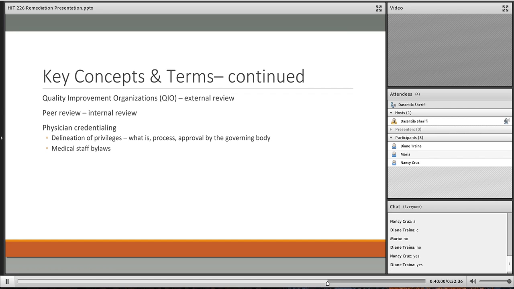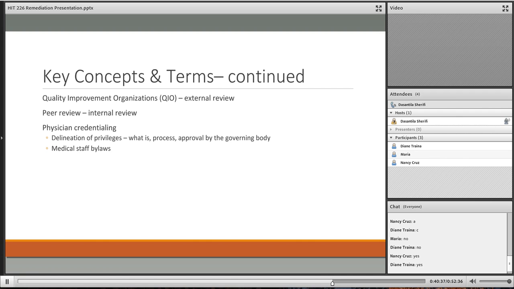A few more concepts and terms. QIOs, you guys have heard of these, right? Quality Improvement Organizations. They do external reviews. Most of these have contracts with either Medicare or Medicaid, and they will come to the facility and do different kinds of audits. Peer review, on the other side, is internal. So you have people identified within your facility, whether they're physicians or nurses, and they review the work of other clinicians.